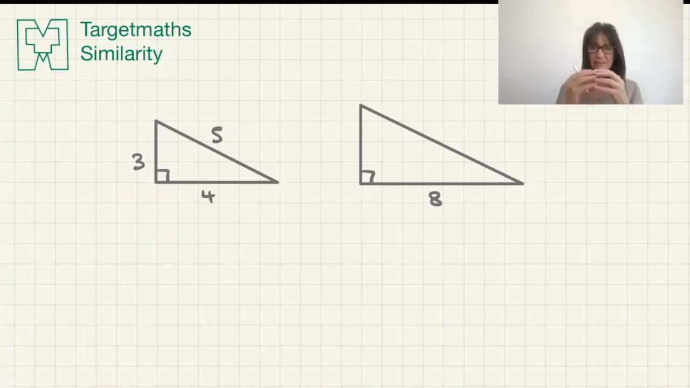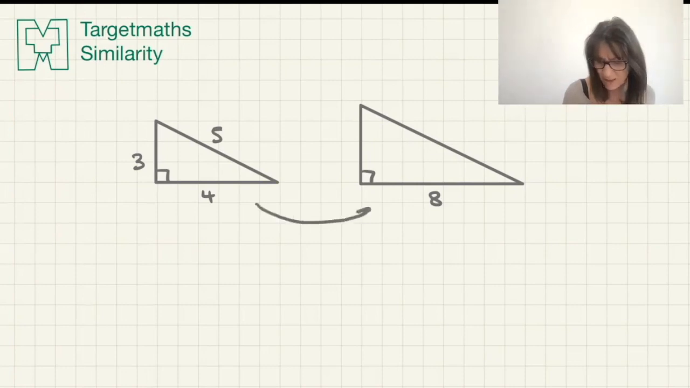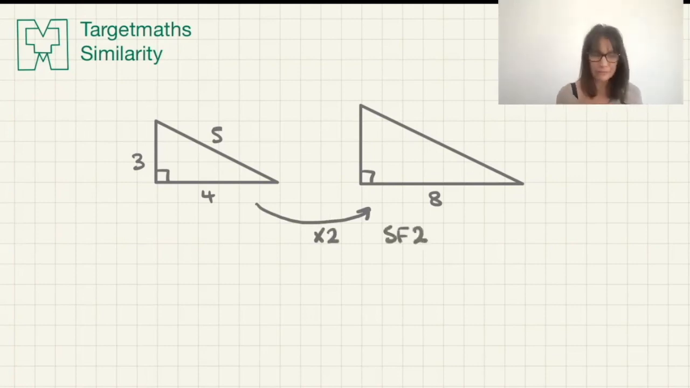So when something is similar, it's basically been enlarged. So there's a scale factor involved in the problem. I've written something really nice and simple so that you can see that the small triangle turns into the big triangle by multiplying by 2. This has a scale factor of 2. And it wouldn't matter what numbers I had there, it would be the same kind of approach.